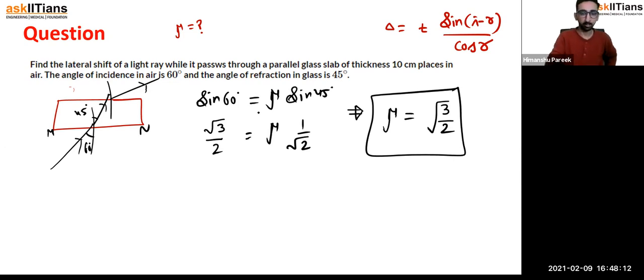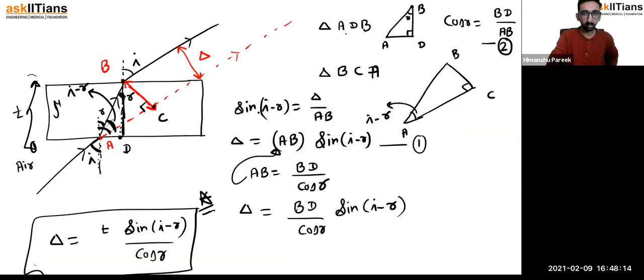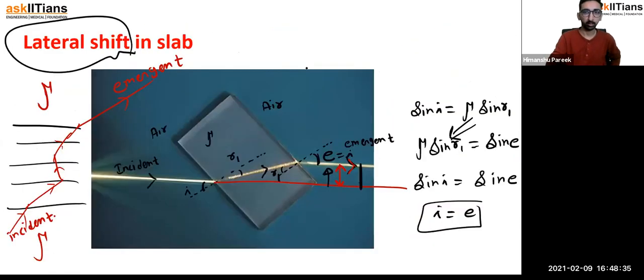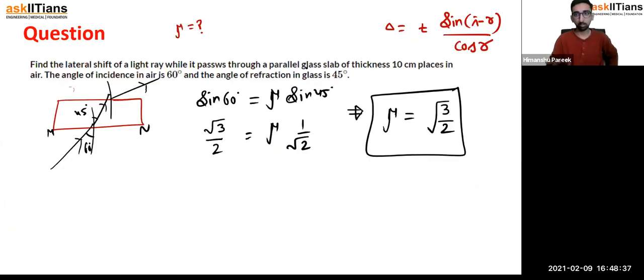Maybe if it is required. Because you can see in the formula, when we derived it, I just used sine(i minus r) is equal to delta over AB, and then again in another triangle, so there was no need of using Snell's law. That's why we do not see the presence of mu in the formula.